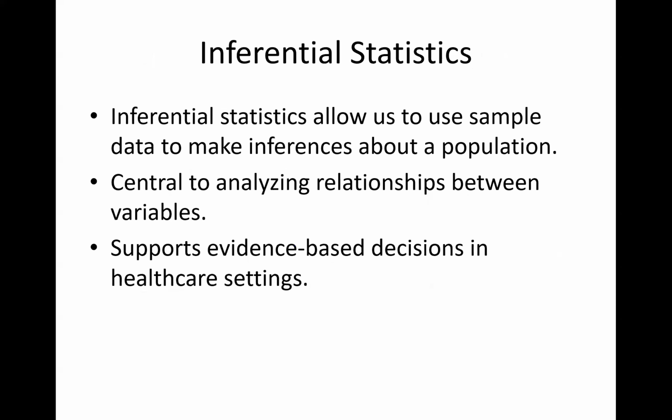And that kind of leads us to inferential statistics. These types of inferential statistics allow us to take a sample because we can't look at literally everything, and we can make inferences about a population. And the main way that we do this frequently is by analyzing relationships between variables. And this is one of the things that supports such things that we see in healthcare, like evidence-based decisions, evidence-based medicine, etc.